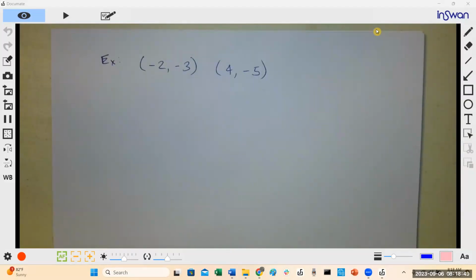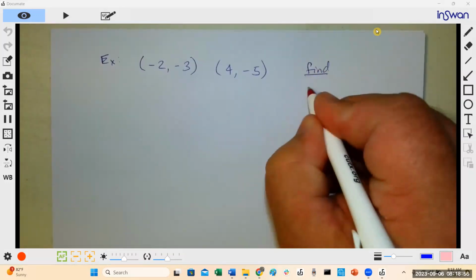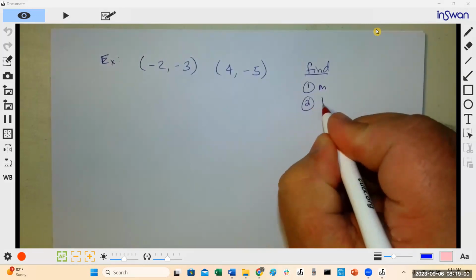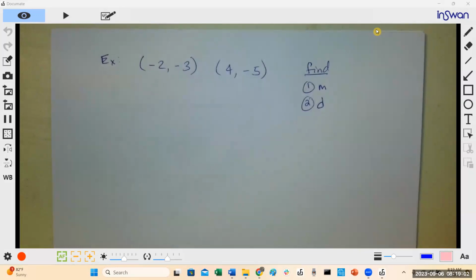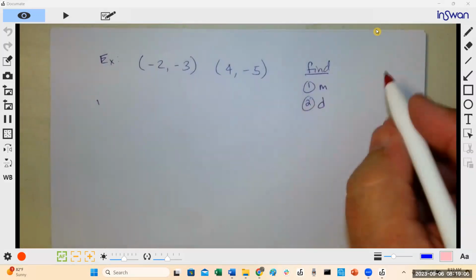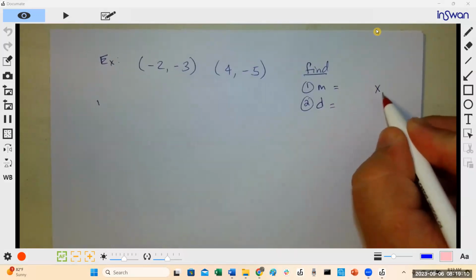Because we have to have some negatives. Find M and D. So M is the slope. But first, before we do anything, we have to label our points.